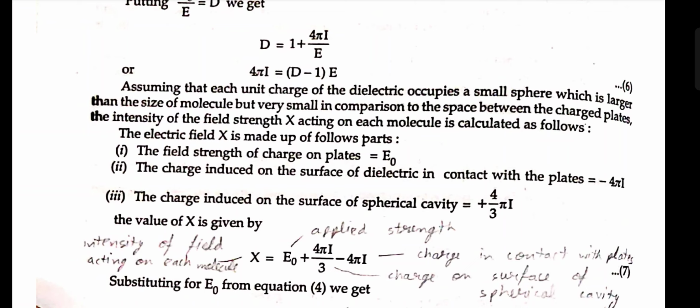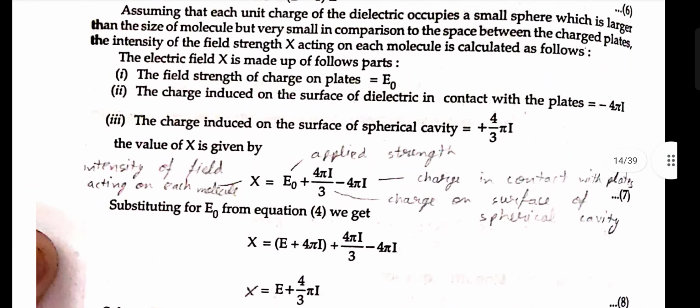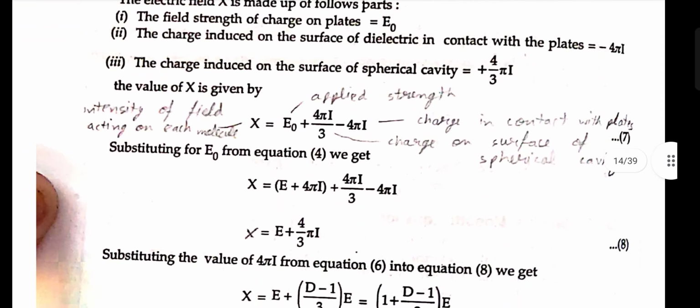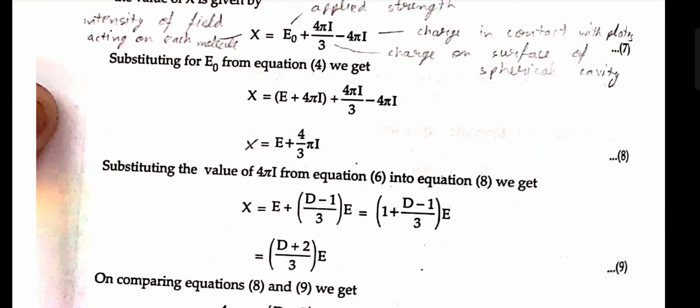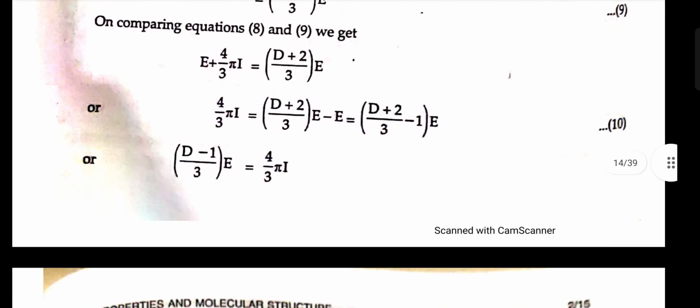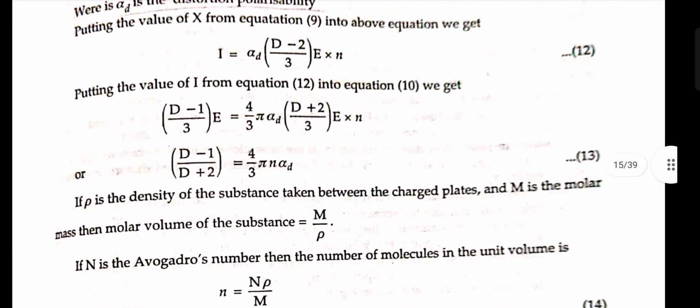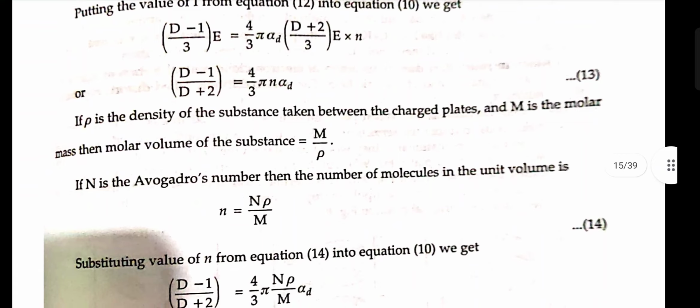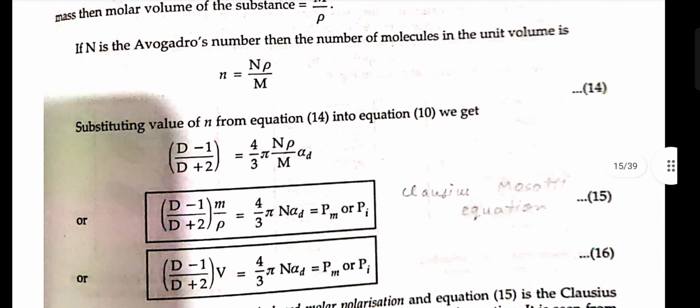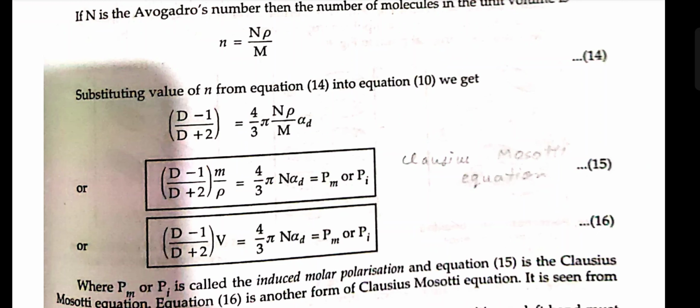E naught is the field strength of the charged plates, minus 4 pi I is the charge induced on the surface of the dielectric in contact with the plates, and 4 by 3 pi I is the charge induced on the surface of spherical cavities. And by solving as shown below, we find equation number 13, called the Clausius-Mossotti equation, and equations 15 and 16 are also forms of the Clausius-Mossotti equation.